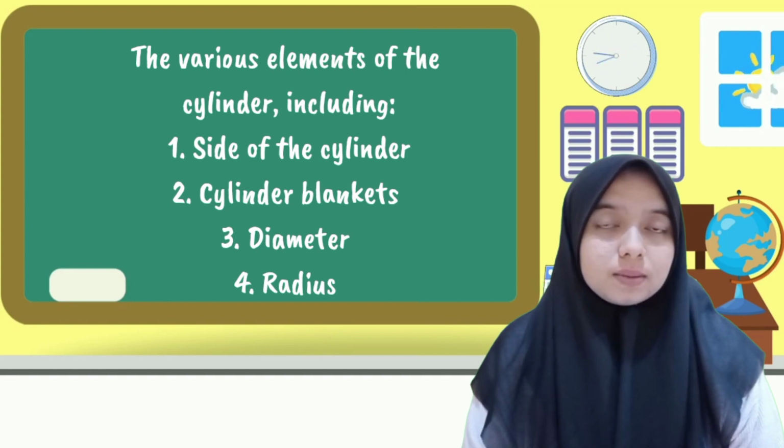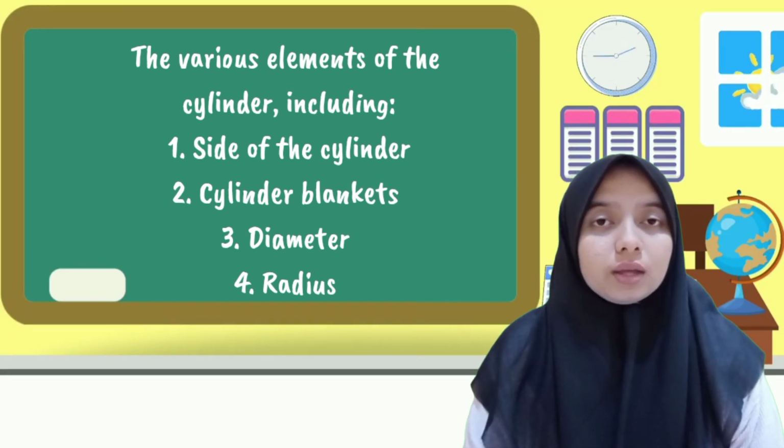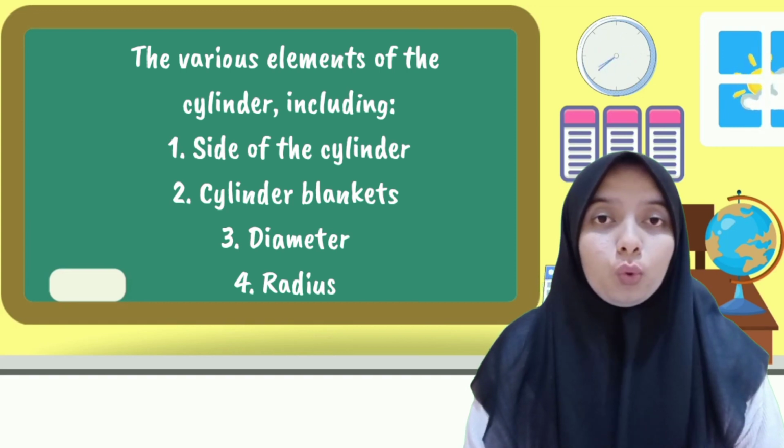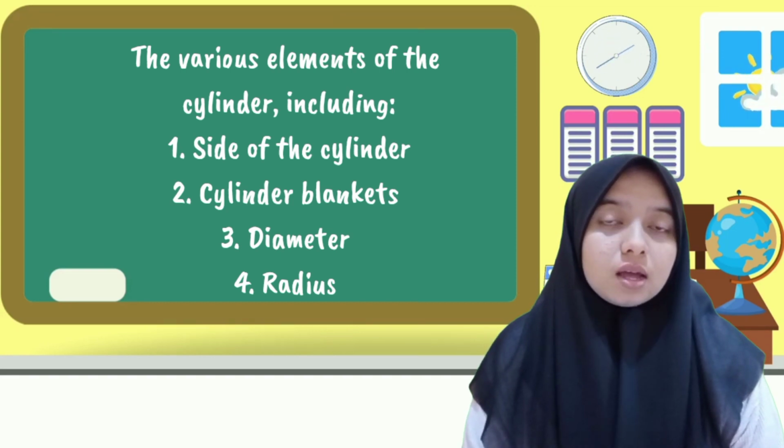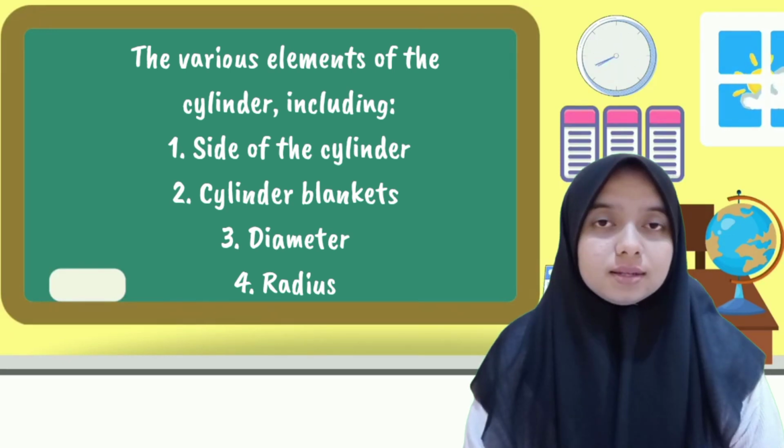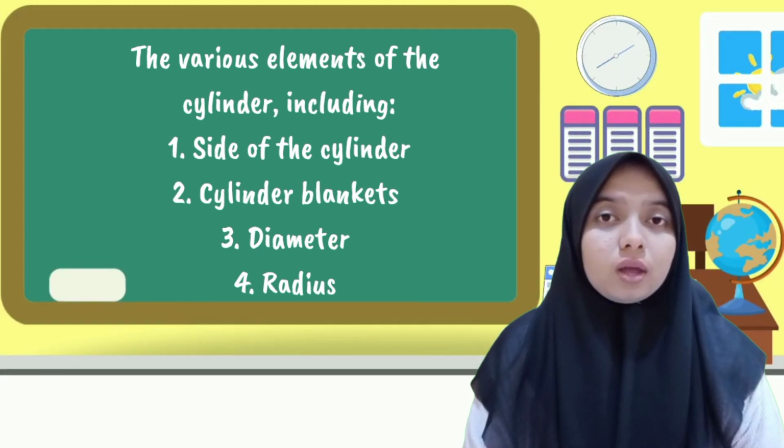2. Cylinder blanket. The blanket is a plane that covers the shape of the cylinder. The cylinder blanket has a rectangular shape. 3. Diameter. If one of the circular bases or lids is cut in the middle, it will be of equal size, where the distance between the faces is called the diameter of the cylinder. The radius is half of the cylinder diameter.